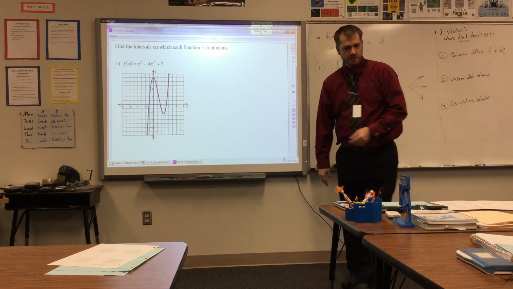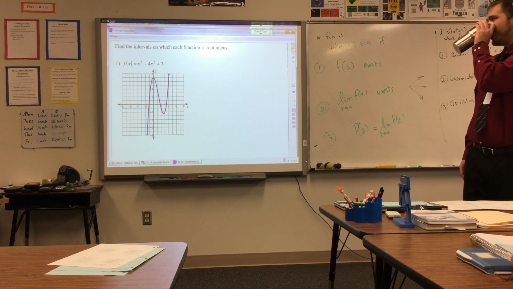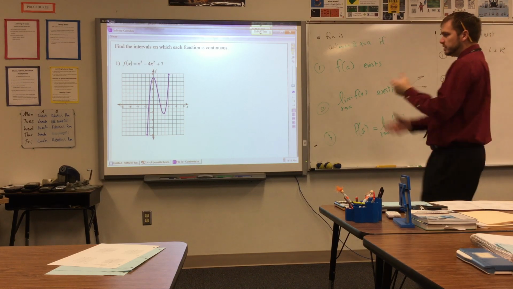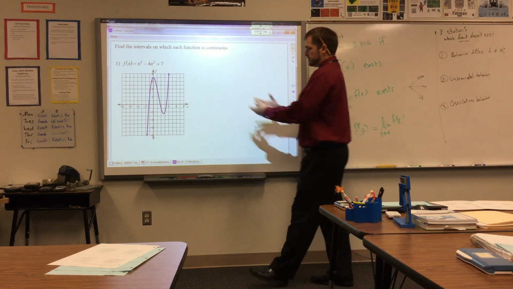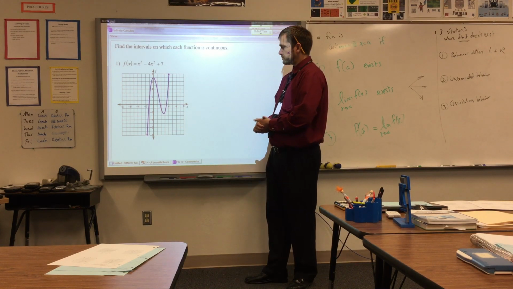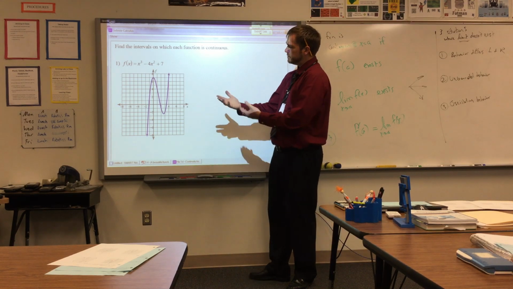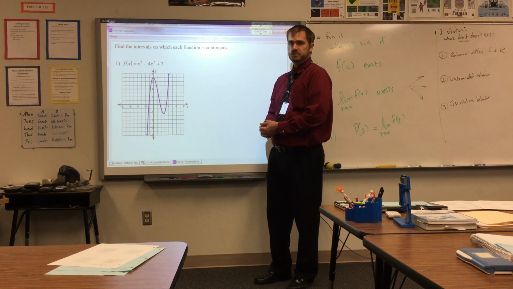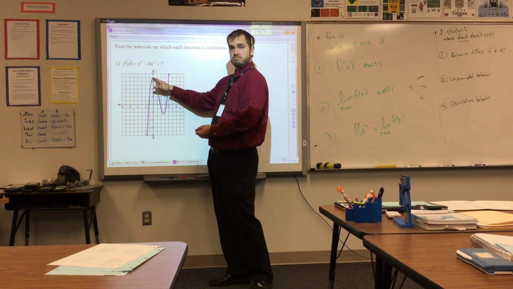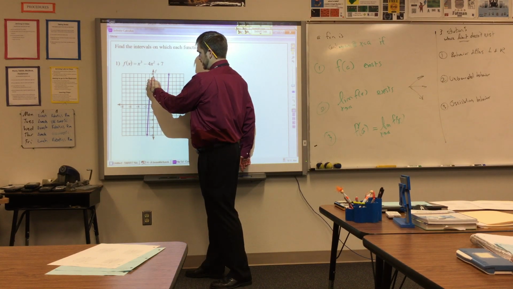All right, James, read those instructions to us there for number 1. Find the intervals on which each function is continuous. So, James, where do you think this function is continuous? Maybe I ask you a different way. Do you think there's any place where this function is not continuous? The middle parts where it curves. Right here? Okay. Yeah, possibly. That's kind of an interesting location right there. Let's look at that guy.